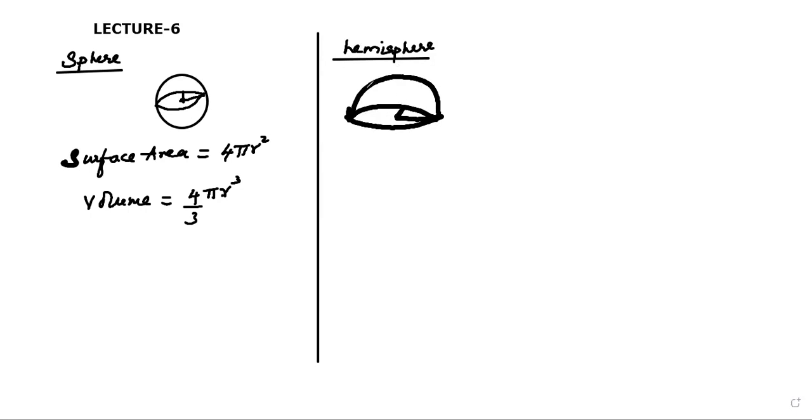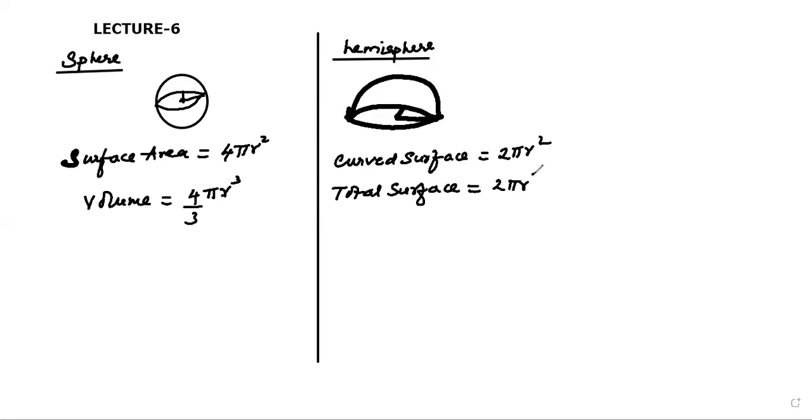मतलब हेमिस्फीयर के पास दो surfaces है. पहला तो कर्व सरफेस एरिया हो गया. Curved surface area will be, please have a look here, same children, exactly half of 4 pi r square. Half of 4 pi r square is 2 pi r square. Then it has two surfaces. So naturally total surface area, children, will be 2 pi r square plus pi r square. When you add them, you get 3 pi r square. So this is total surface area.